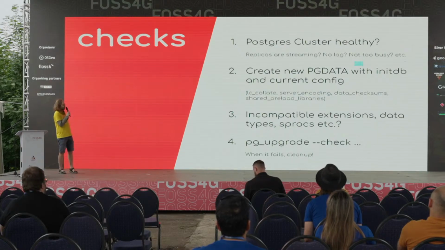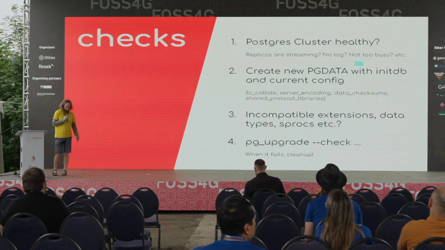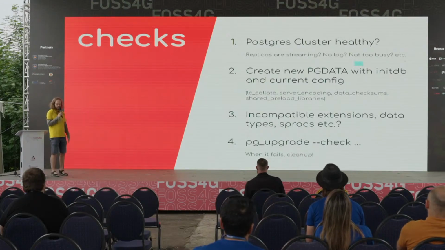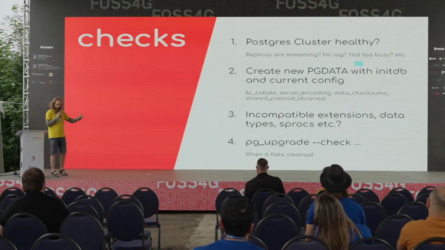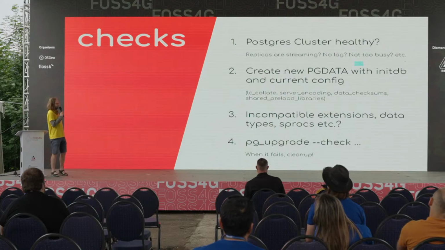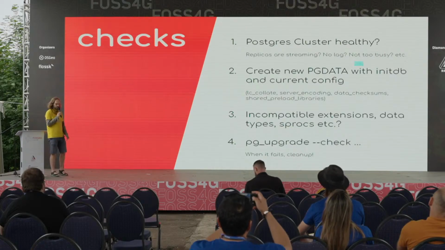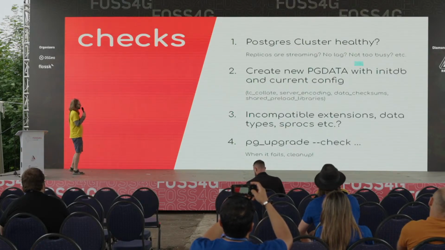So what do you have to do when you want to automate this pg_upgrade process? Here I'm listing all the steps that our script is doing. First, of course, you can only run the upgrade if your cluster is healthy. If you have replicas, you have to check if they're streaming and not lagging behind. Are there any bulk imports running at the time you want to do the upgrade? I mean, this sounds obvious, but still.